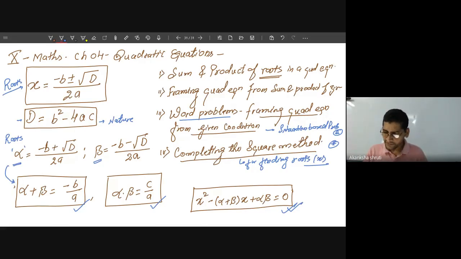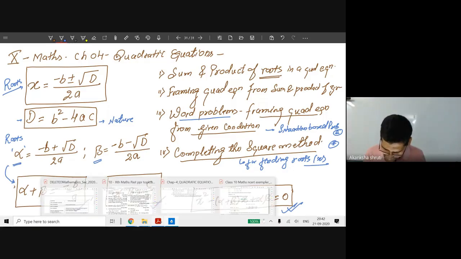So this thing we will discuss. We will discuss situation based and completing the square, but not in too much detail. Okay. So students, how is your syllabus? What is that I want to show you?